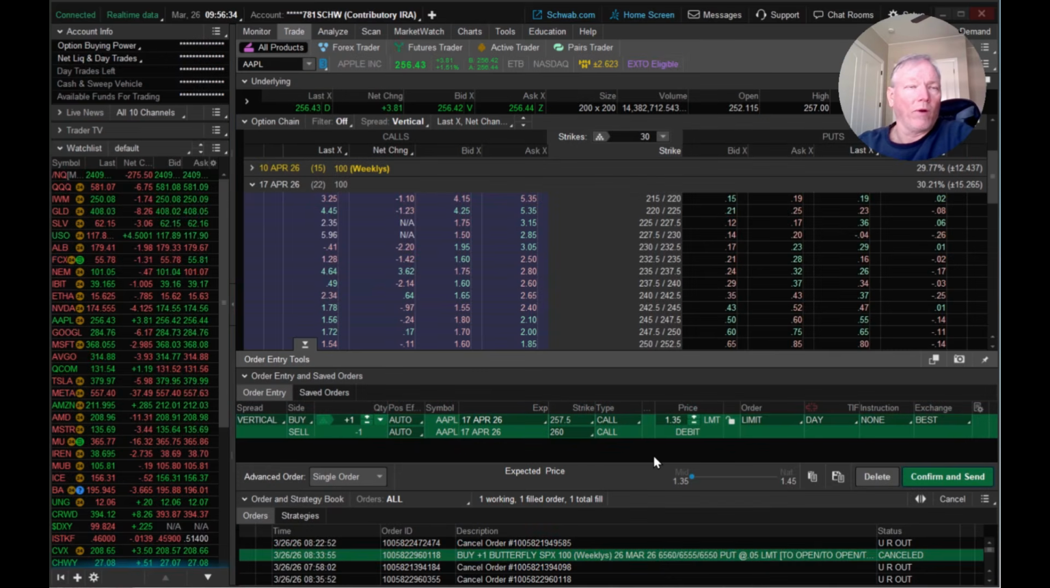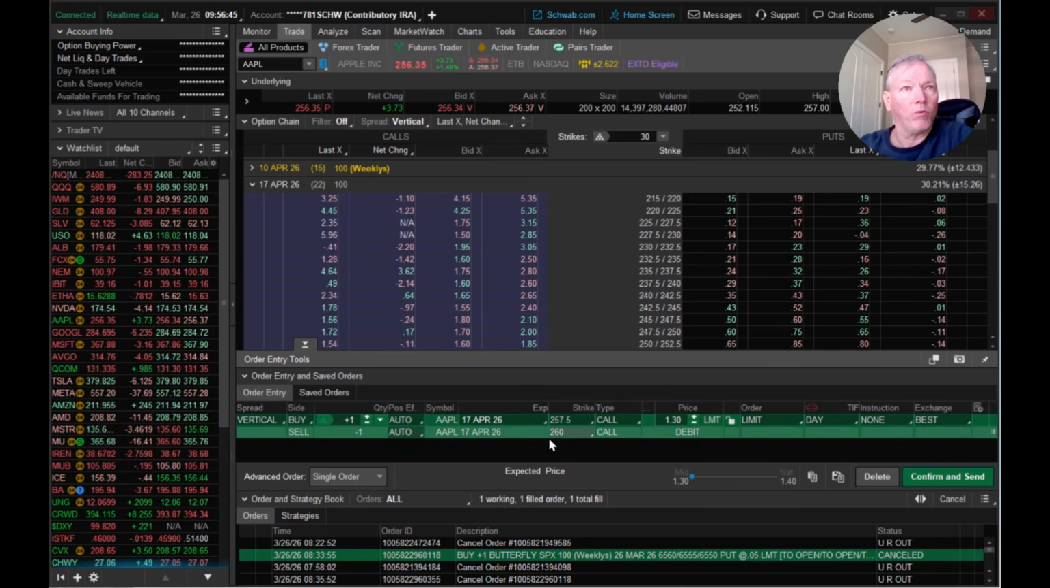Now, we can recognize a full profit if by the time the 22 days comes around, we are north of 260. In other words, we're trading above that, because this is $2.50 wide and we're only spending $1.30 as the current debit. That difference of $1.20 is the full maximum return that we could realize on this debit spread.